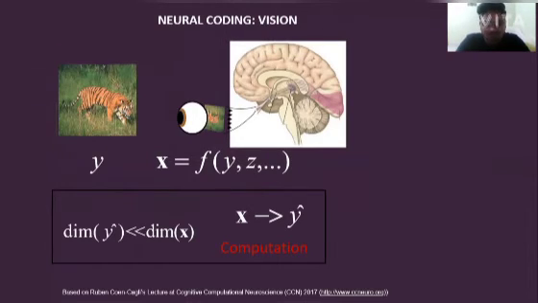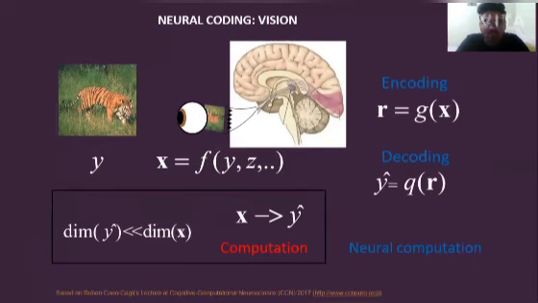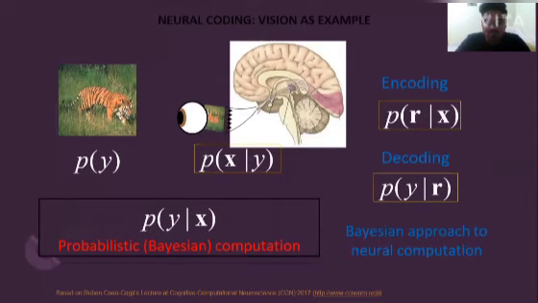After this computation part, here comes the neural computation part, in which there are two stages: encoding and decoding. In encoding, how sensory signals are transferred in the central nervous system, and in decoding, how this neural activity is decoded to give rise to a percept, to estimate the world that we care about. So next comes the Bayesian approach.